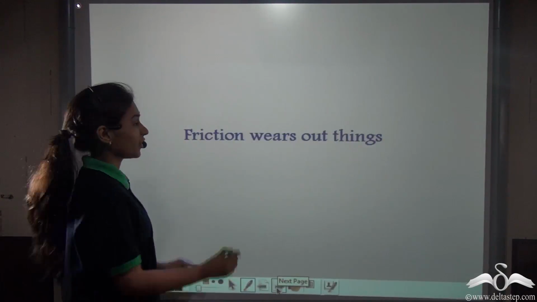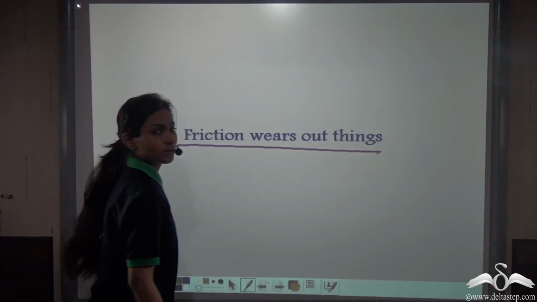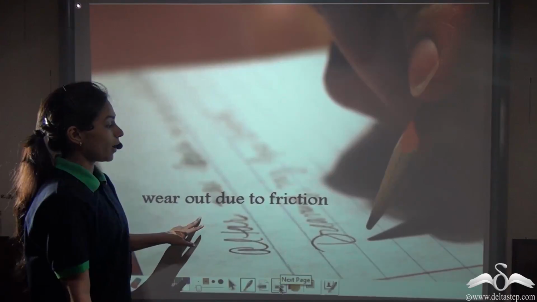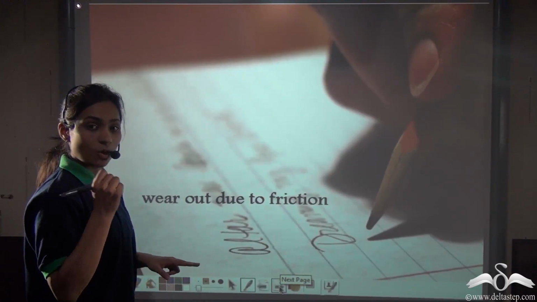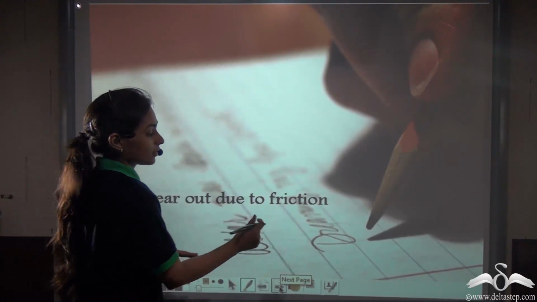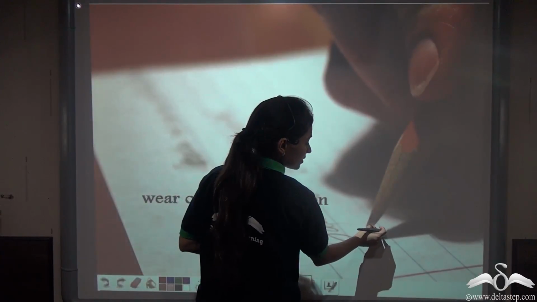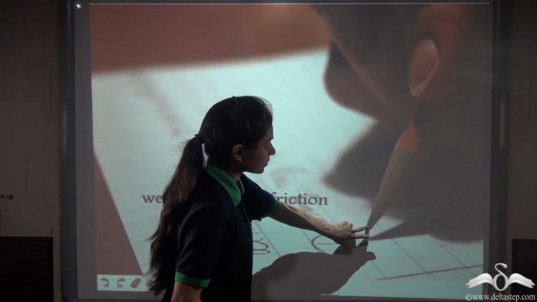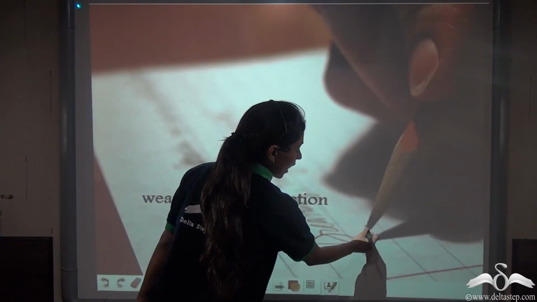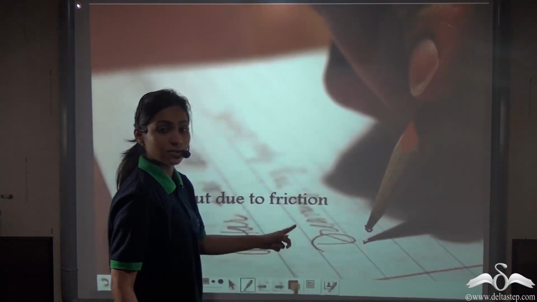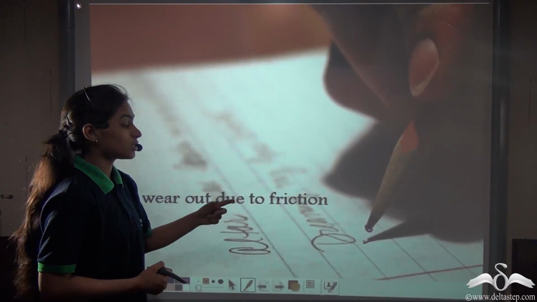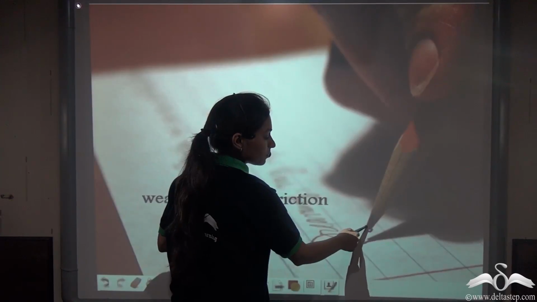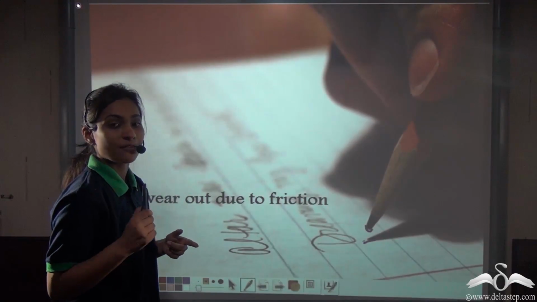Now, did you know that friction wears out things? No? Let's see how. Whenever we write with a pencil on a paper, you will notice that after writing a few pages, the pencil becomes blunt. There is some frictional force present between the lead of this pencil and the paper, which helps us to write. This friction actually wears out this pencil. That is why the pencil becomes blunt and we have to sharpen it every now and then.